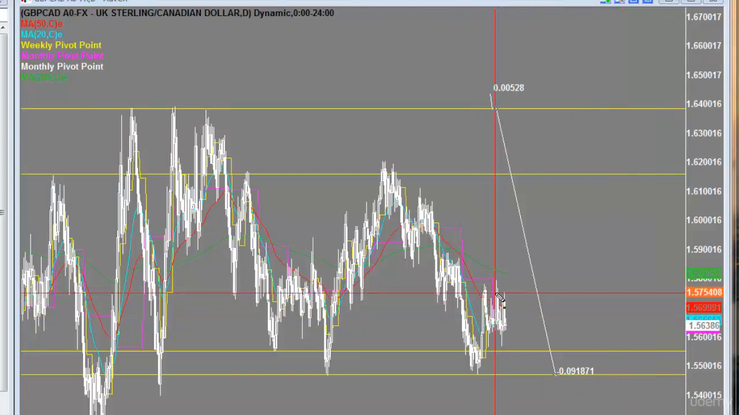A phenomenal gain. But guess what? These setups don't occur the whole time, and we need to be patient for them.